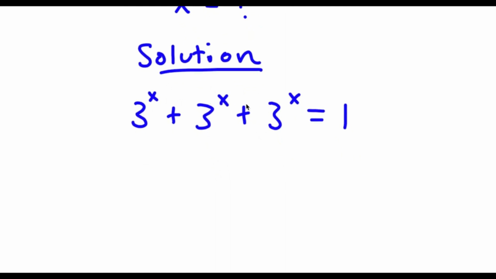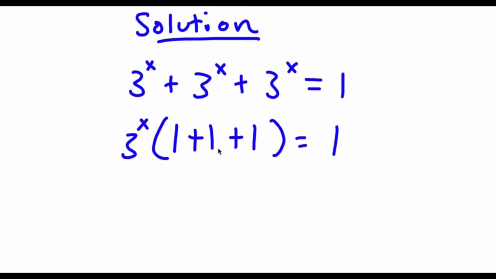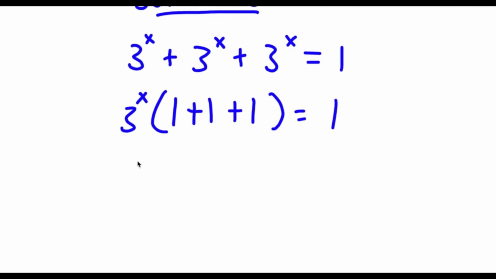Now the first thing I'm going to do is, for my left-hand side, I'm going to factor out 3 to the power of x. So now I have 3 to the power of x times 1 plus 1 plus 1 is equal to 1. Now if I simplify what's in the parentheses, I get 3 to the power of x times 3 is equal to 1.